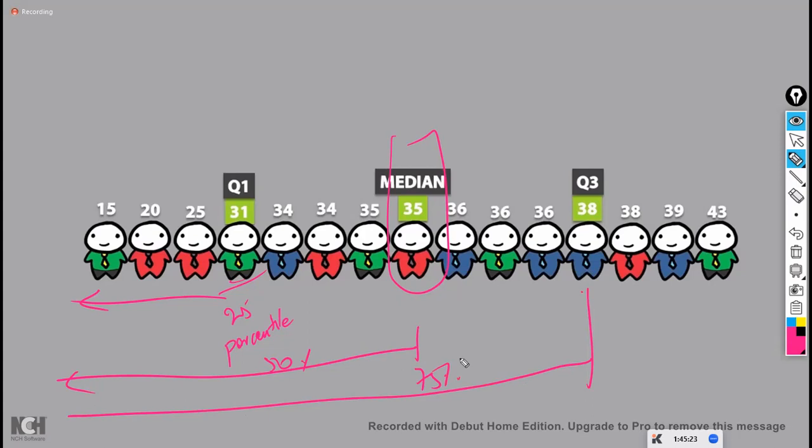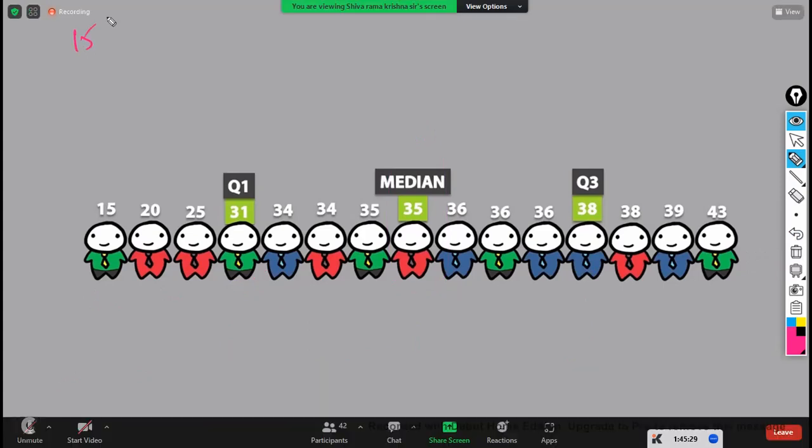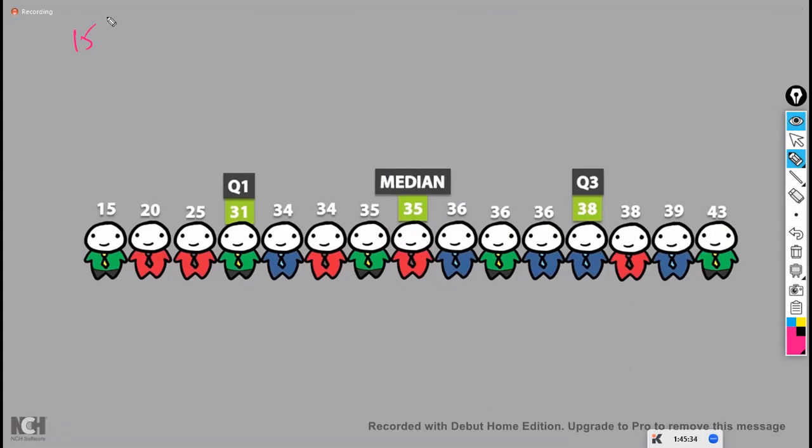That is the meaning. Sir, here the total number of data points is 15, right? In 15 data points, 25% of the data, 25% of 15 means what? 3.75. Now here it is only three data points, right? Including this one.